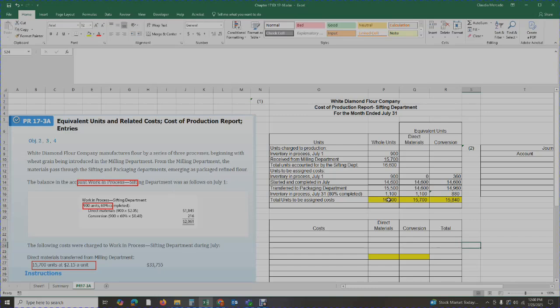So we're done with the top part, which was to identify our equivalent units. Now we know that we have for direct materials 15,700 equivalent units. For conversion costs, we've got 15,840 units. Okay, we've got a total of 16,600 whole units. Okay, now we're going to start charging our cost to those units. Cost per equivalent.